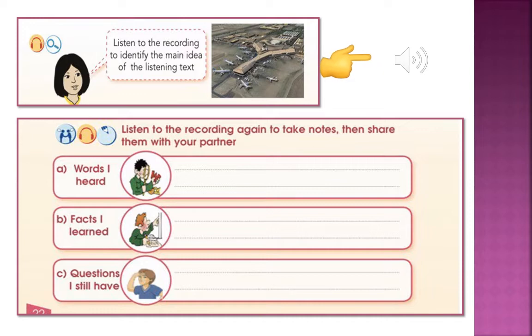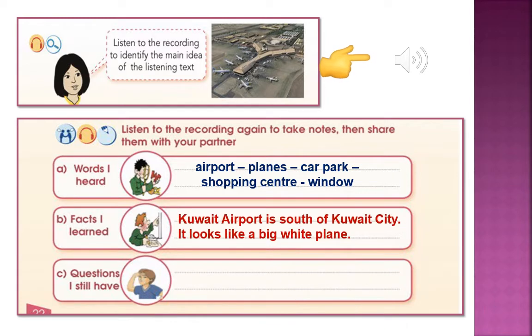After we listen to the recording, take notes, then share them with your partner. Words I heard: airport, planes, car park, shopping center, window. Facts I learned: Kuwait Airport is south of Kuwait City. It looks like a big white plane.